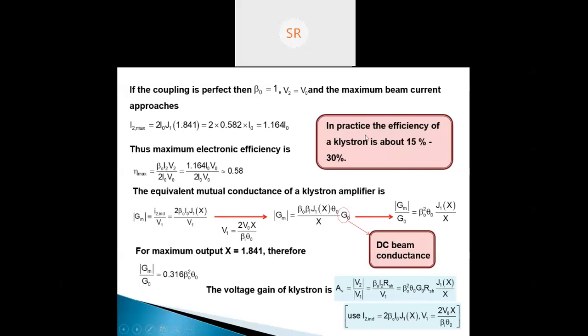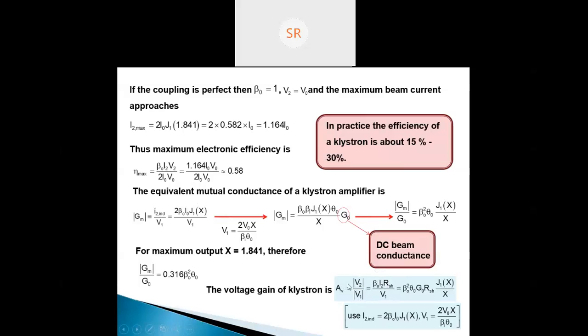If you see here, efficiency is not 50%. It is less than that. And we should know what the gain will be. What will be the gain of a Klystron? That is nothing but the voltage gain. To obtain the voltage gain of a Klystron, we need to consider where we are getting the maximum output. So the gain is equal to V2 by V1. Generally, V2 is beta 0 I2 RSH by V1. We can put in that V2 here.